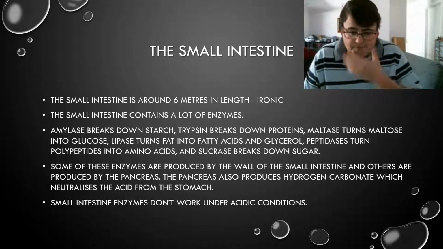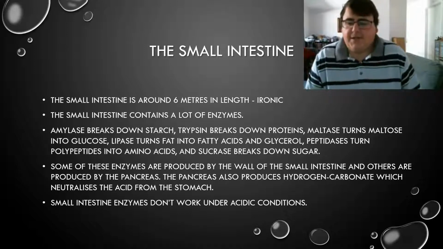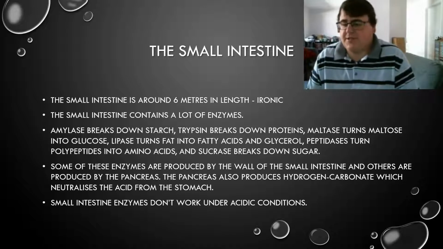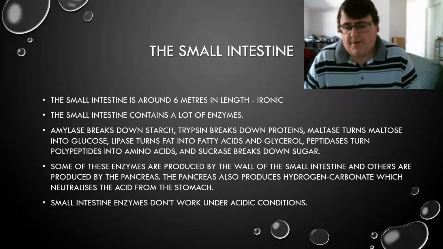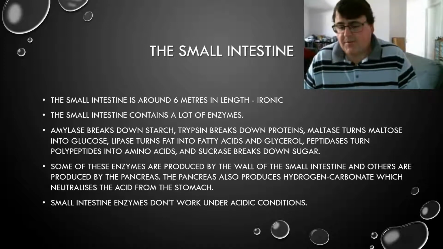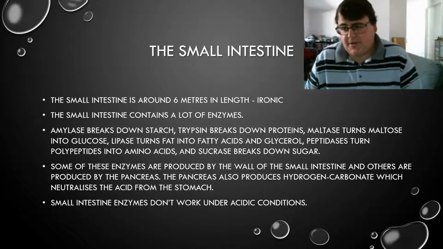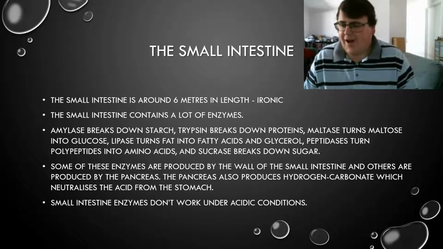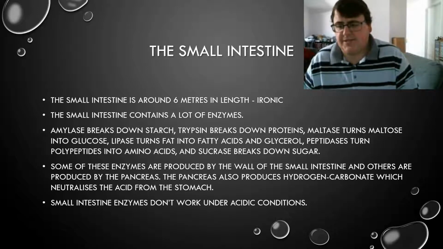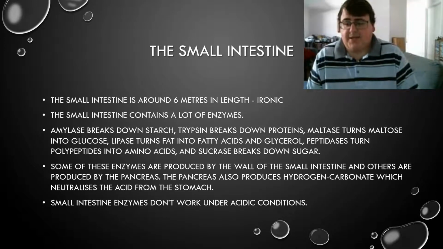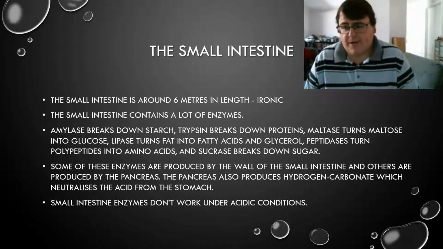breaking down sugar. Now, some of those enzymes are produced by the wall of the small intestine, and others are produced by the pancreas. The pancreas also produces a chemical called hydrogen carbonate. That neutralizes the acid from the stomach because your small intestine enzymes cannot work under acidic conditions. And everything that's coming from the stomach has had hydrochloric acid in it with the gastric juices, so it's highly acidic. So the first thing your intestines need to do is to neutralize that, making it a nice neutral pH so your small intestine can deal with it. That's the role of hydrogen carbonate.